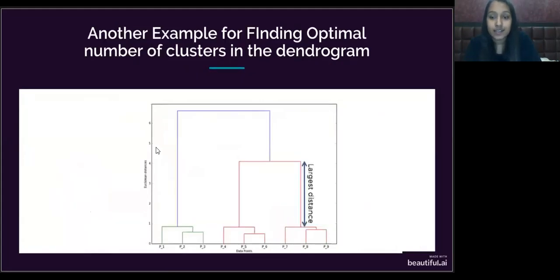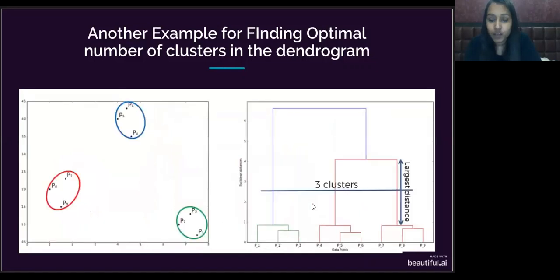Now let's see another example. So here we can see that this is the line with the largest distance that does not cross any horizontal line. This line is smaller than this line, so we are going to consider this line. As we can see, there are 3 lines that cross the threshold drawn across the largest distance. So there are 3 clusters, which is the optimal number of clusters as we can see in this diagram.